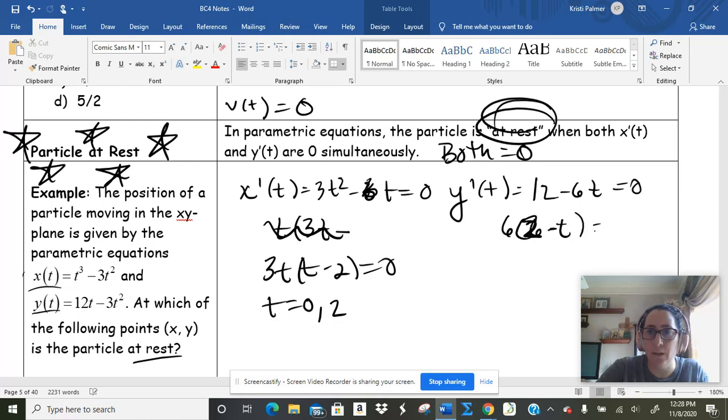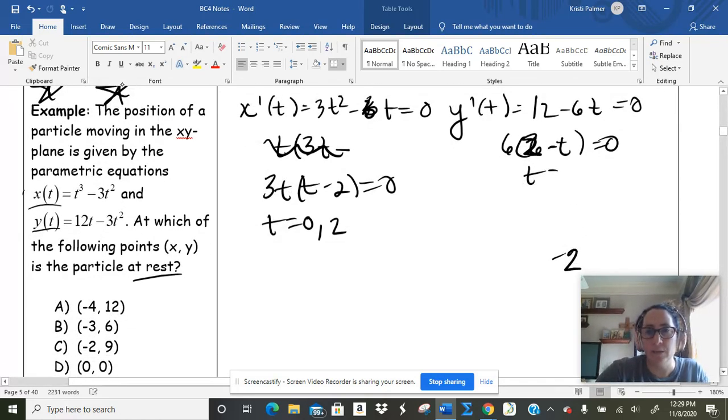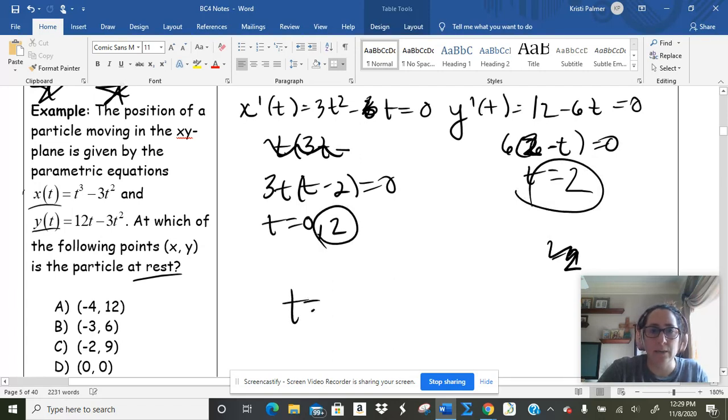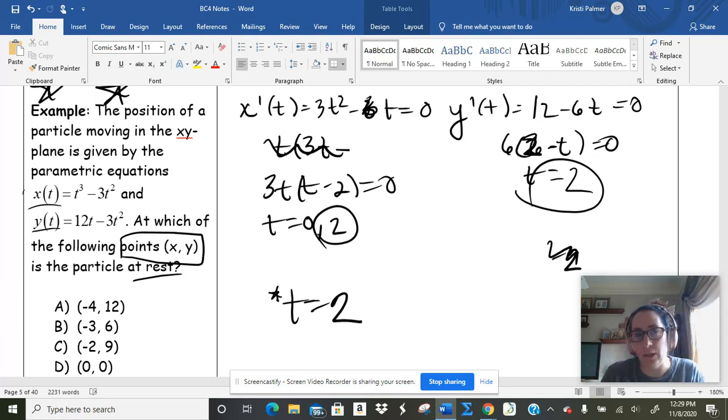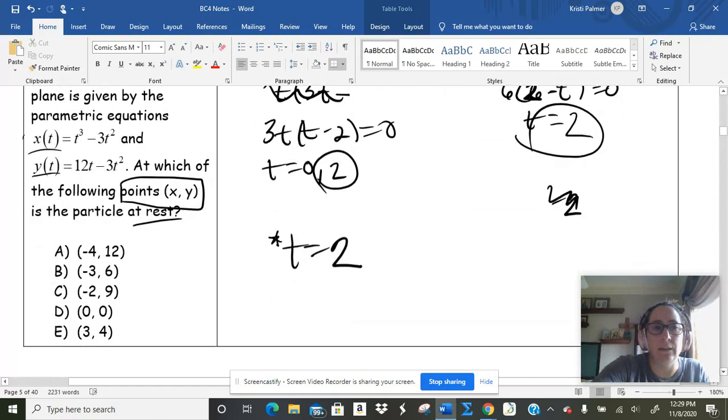2 minus t. Over here it is just a 2. So the only place where they are both equal to 0 is at t equals 2. But wait, it says which of the following points. So I know it's going to happen when t is 2, but now it's actually wanting me to go a step farther and get the point.